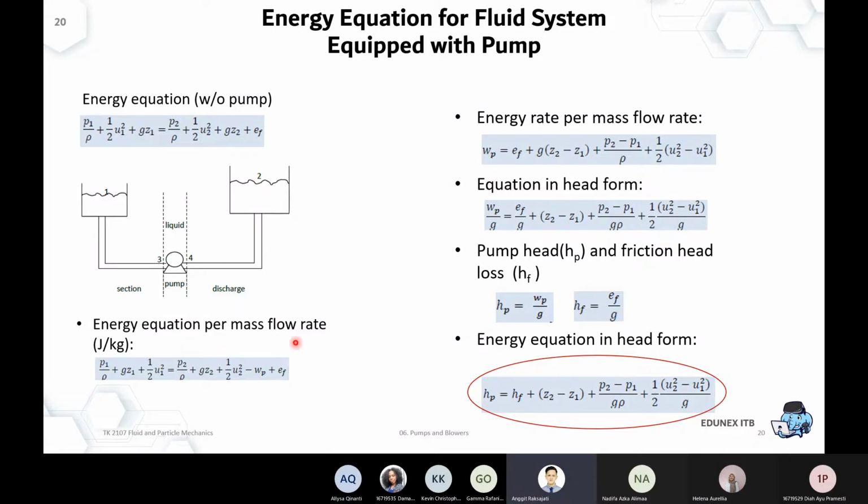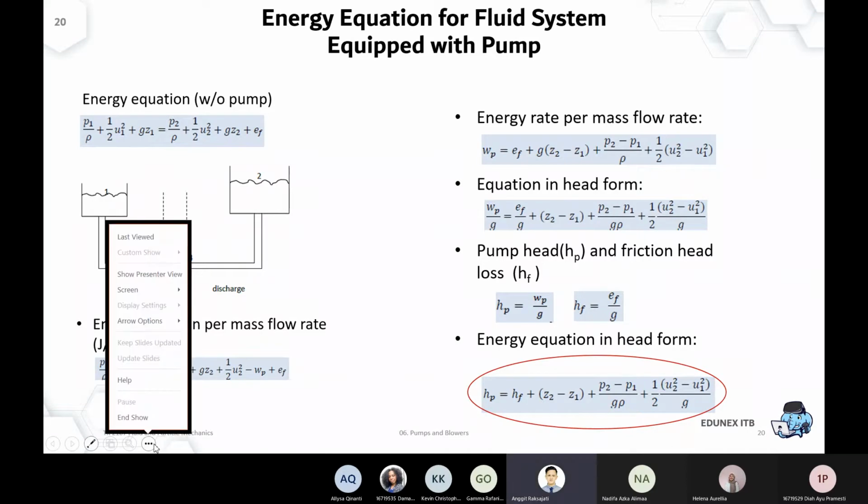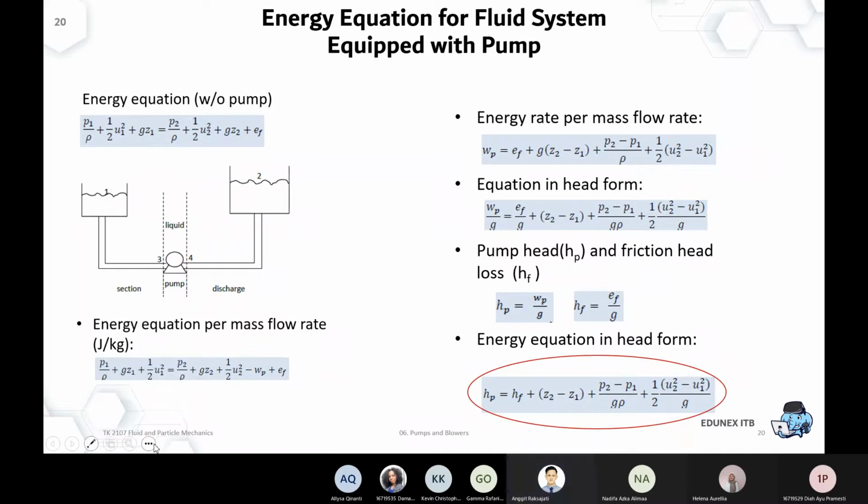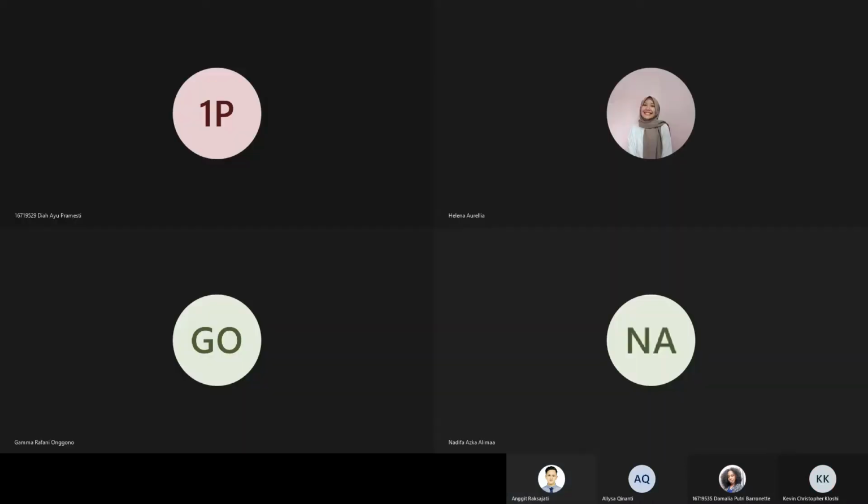No? Okay. Hold on, let me check the MS Teams first. Okay, so it has been started.